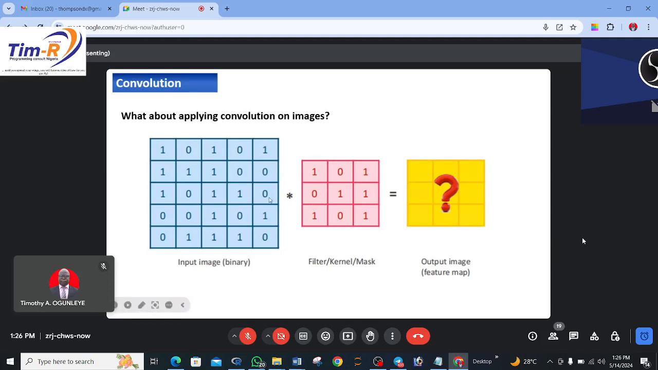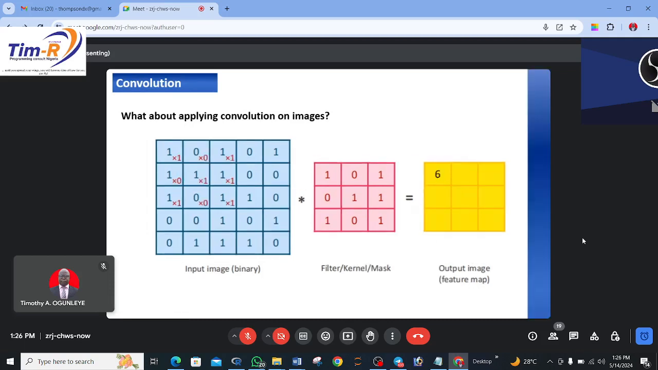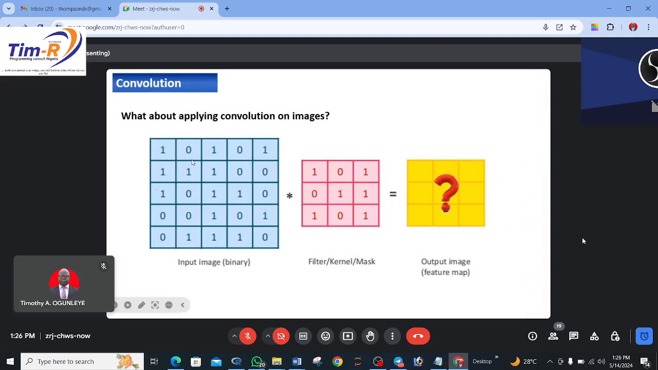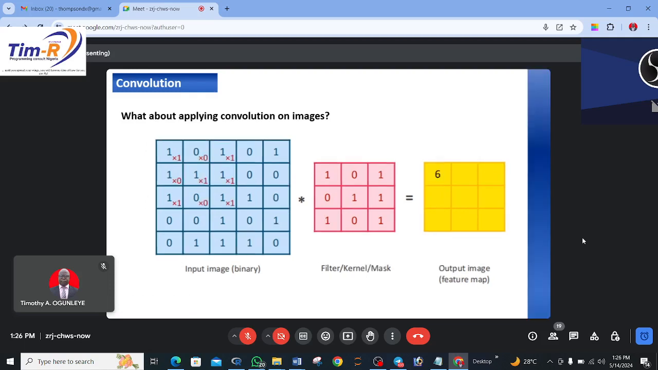So, what is going to be the output image, or the feature map, for this? We're going to look at that now. Just looking at this, the mask is 3 by 3, is that not it? We have this input image here, and we have the mask. We are going to put this mask on this pixel representation.